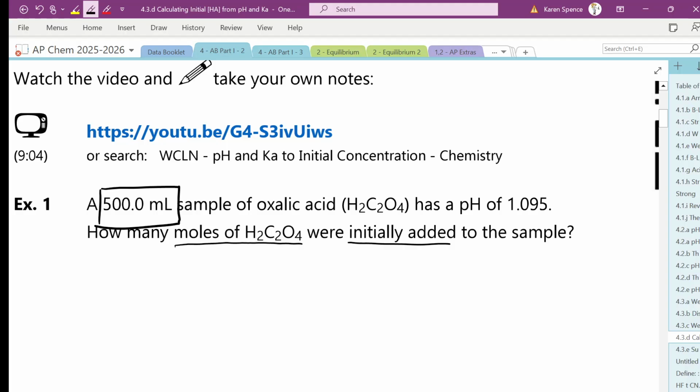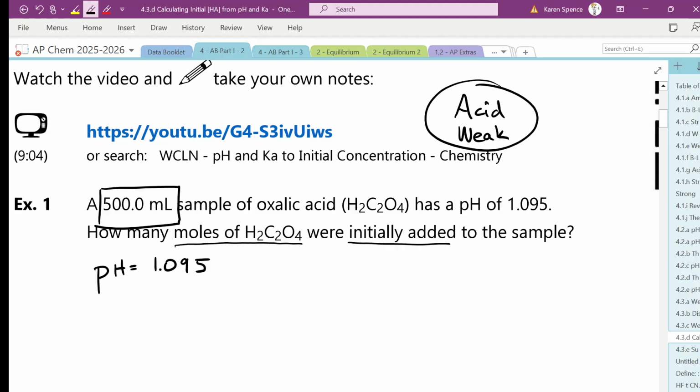And we have a pH of 1.095. How many moles of H2C2O4 were initially added to the sample? So we're dealing with an acid. And is this acid strong or weak? It is weak. And if it is a weak acid, what are we going to be using? RICE and Ka.